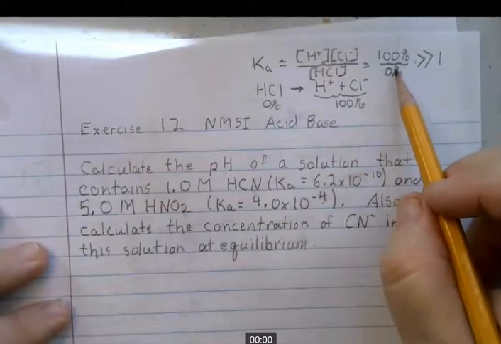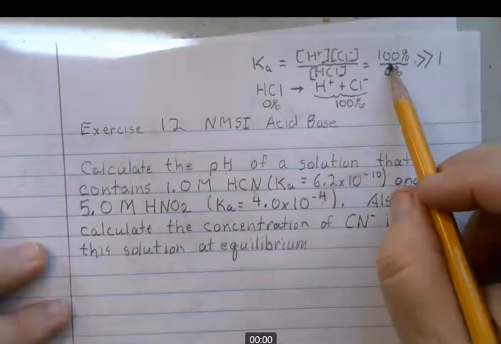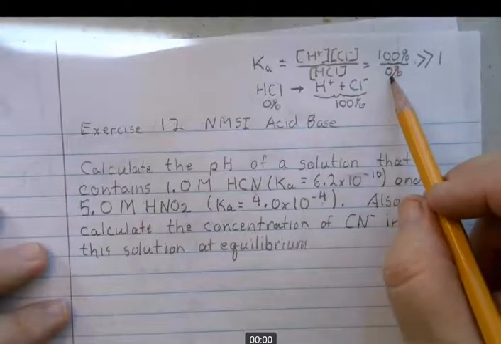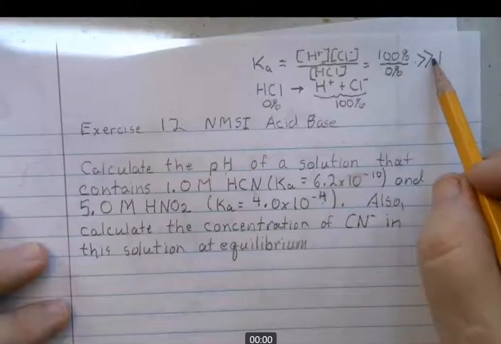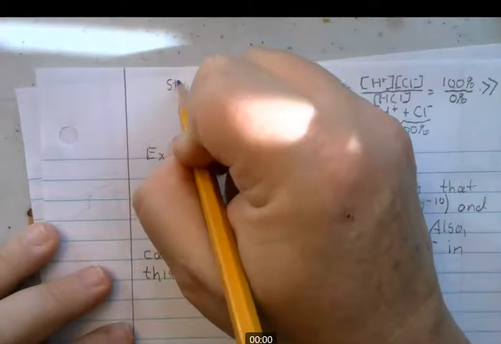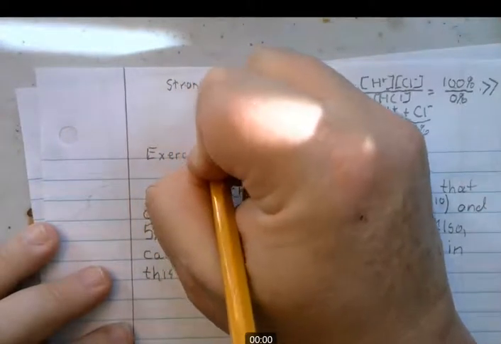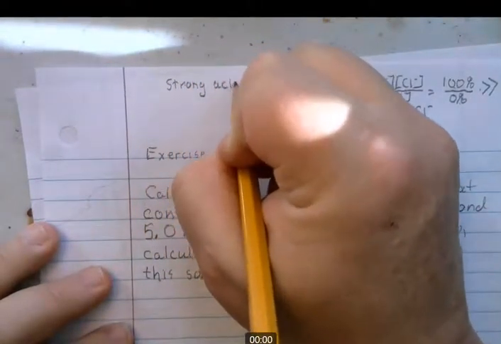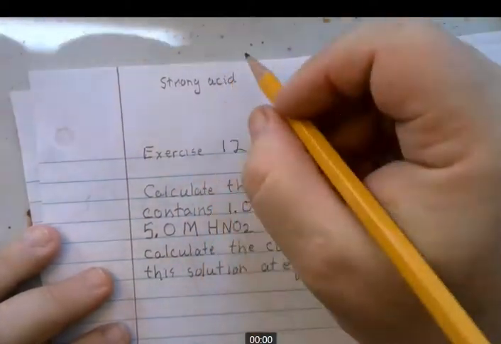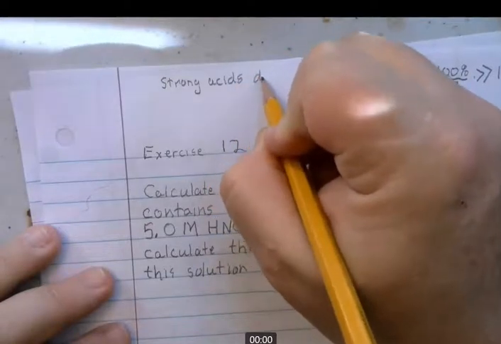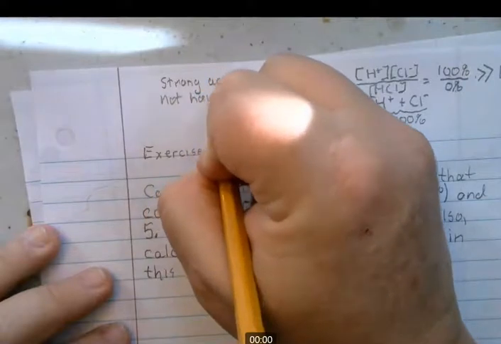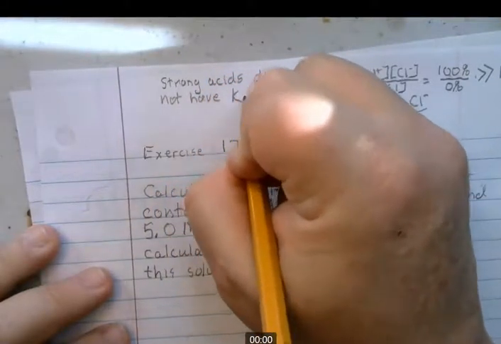Technically this is undefined, or you could say it's approaching infinity, because this number is really, really tiny compared to this number, which is really, really big. So it's a number much greater than 1. In other words, here's the point. Strong acids, and the same could be said for bases, but put this fact away in your mind: strong acids do not have equilibrium constants, do not have Ka values.